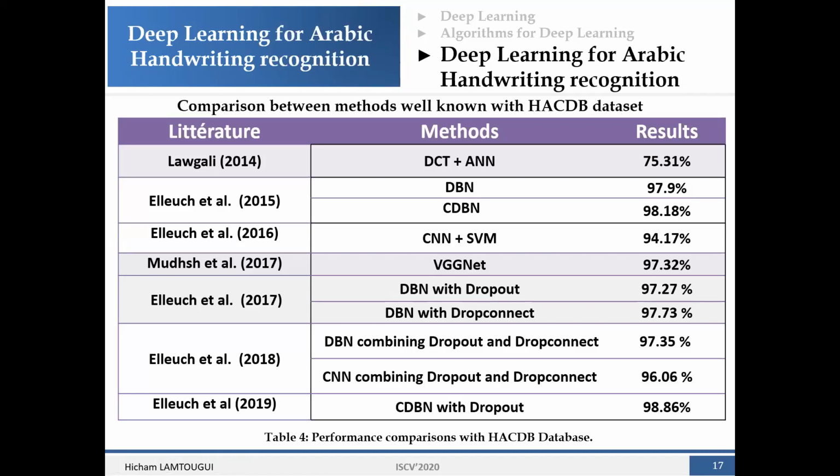A VGGNet model of 13 convolutional layers and 2 max pooling layers is a fast and reliable model, which improves classification performance. We present at the end of this table 3 works of the sum round which integrate the dropout and DropConnect regularization techniques with DBN and CDBN. The combination of the two techniques achieves a very good accuracy for character recognition, comparable to the state of the art.